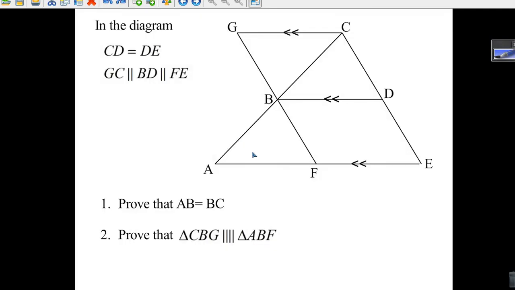Now we're going to look at a question, and it's very good practice for any grade 10 geometry exams. Let's take a look at this picture. You're given that CD equals DE, and that these three lines are parallel, and there's triangles happening all over the place. You've got a big triangle here, ACE. Now it says, prove that AB equals BC.